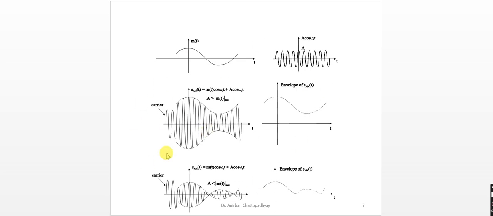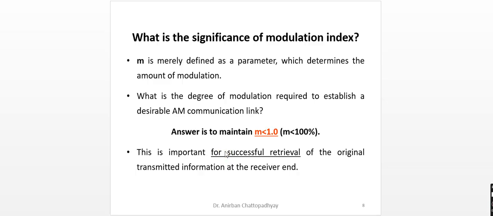Okay, so these are the modulations where A is greater than Mt, and the next figure is where A is less than Mt. That is where over modulation happens, and whenever over modulation happens, this crossover section appears and there is a phase change.